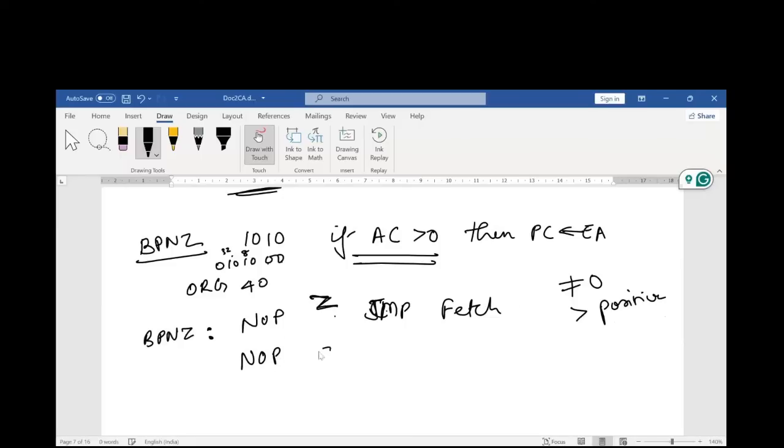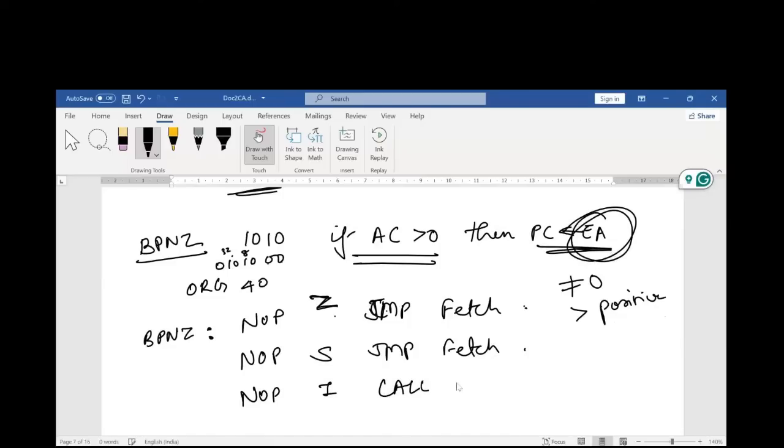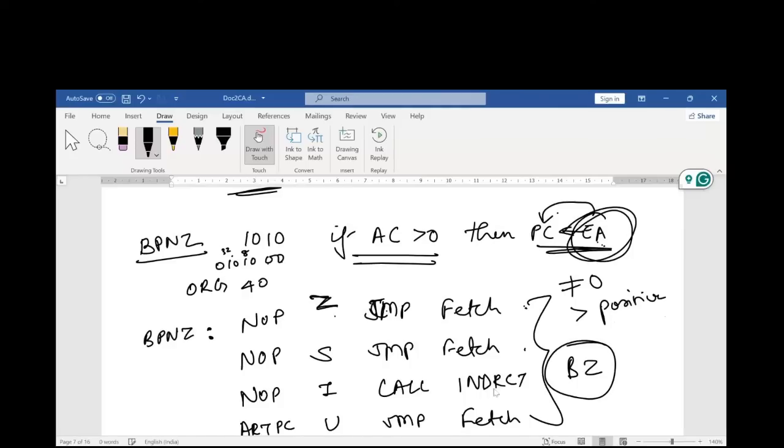Check one more thing. If it is negative, that is the sign bit. If S bit is 1, then also nothing to do. Jump to fetch. If this is not true, if it is not 0 and not negative either, then I have to do this work. So I need the effective address. So what would be the next step? Fetch the effective address. No operation. I call INDRCT. So now you will have your effective address in EA. Now simply transfer AR to PC. AR to PC. You jump fetch. So this is BZ. BPNZ, sorry.